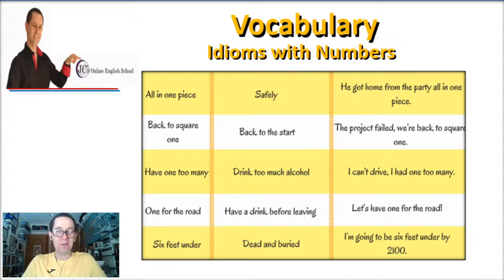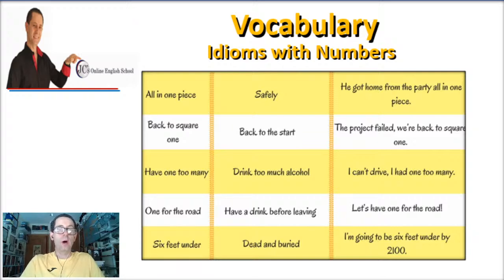Anyway, so "have one too many" is related to drinks. For people who drink, I don't like alcohol, but it means to drink too much alcohol. A good example would be, "I can't drive. I had one too many." That's right. When you drink, please do not drive. So, "I can't drive. I had one too many."